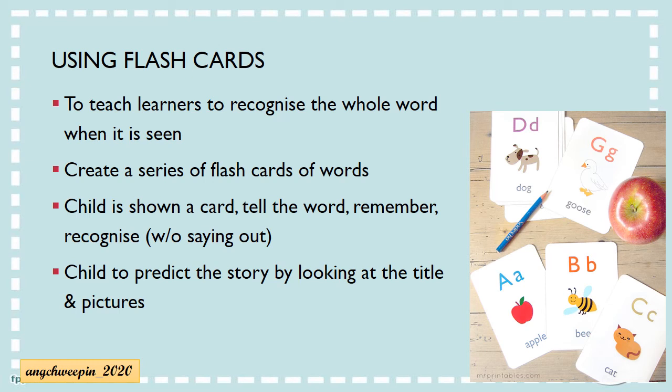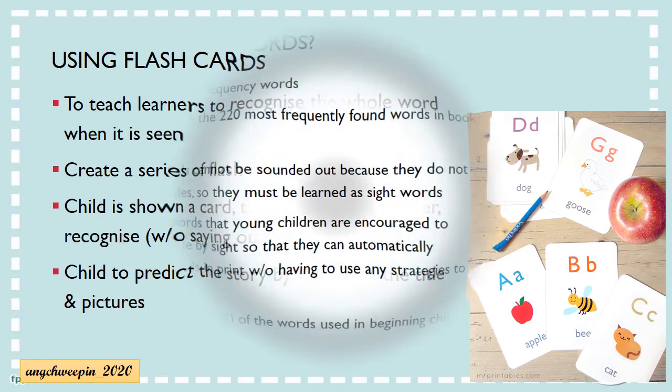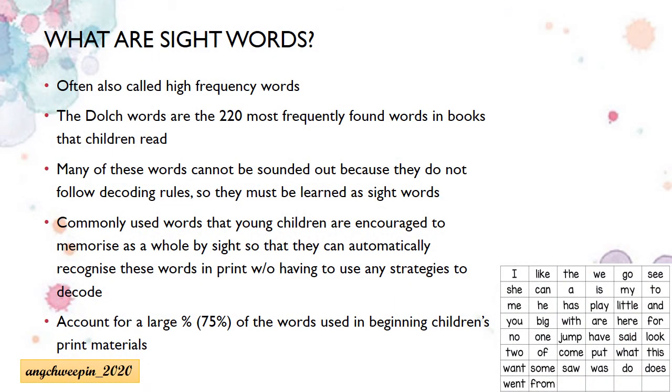This method or approach involves a lot of discussion about what is going to be read before the actual reading starts. Ask the child to predict what the story is about by studying the topic or the title and the pictures. This method encourages the child to guess the unfamiliar words using the context and pictures he sees as clues to the word meaning. What are sight words?